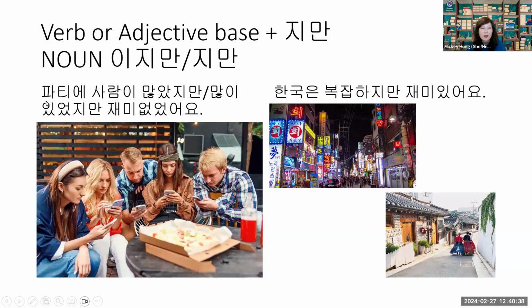Have you been to a party like this? 이런 파티에 가봤어요. 파티에 사람이 많이 있었지만, so you are literally saying there were a lot or lot were there. In existence, there were many. 재미없었어요. There were a lot of people at the party, but then it wasn't fun. 한국은 복잡하지만 재미있어요. Korea is very crowded. 복잡하다 also tells you that it's very complex. But like it's bustling, but it's interesting. It's fun.